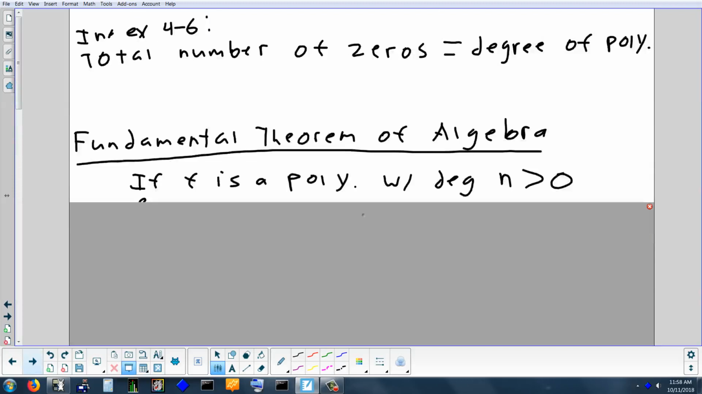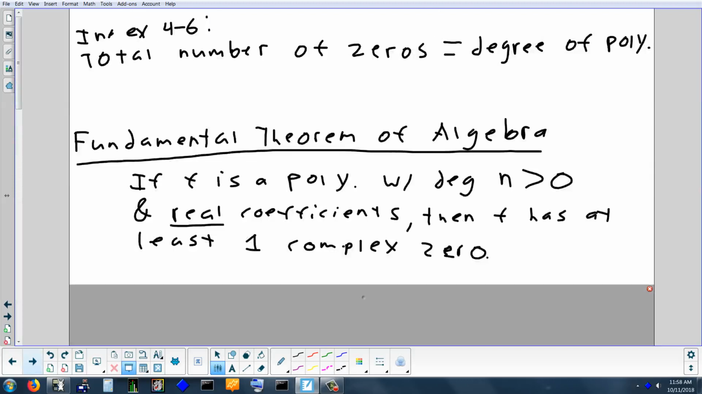All right, so this idea I've already mentioned to you, that the number of answers that you get in a problem is equal to the degree of the polynomial, the highest exponent.